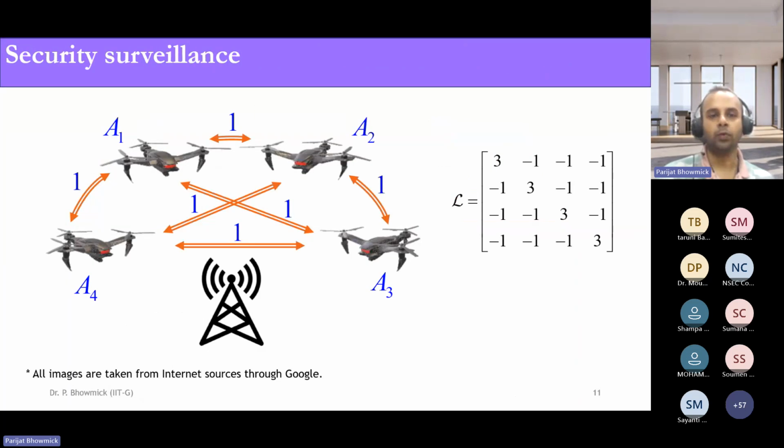Then there are just two simple examples I have considered here. Suppose, for security surveillance, four drones are mapping one particular area, and they are talking to each other, connected following this particular graph. So the Laplacian matrix will be what I have just mentioned for the graph. Here, since no leader has been taken, there is no question of the pinning gain matrix.